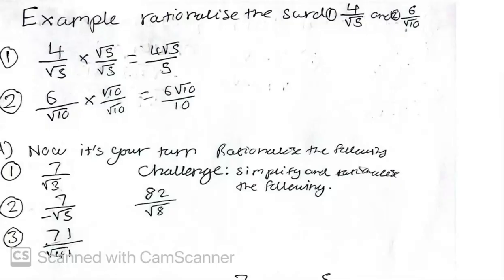So rationalizing, you usually have 4 over root 5, and multiply it by root 5 over root 5 to get 4 root 5 over 5. Or 6 over root 10, multiply that by root 10 over root 10 to get 6 root 10 over 10. So now we have some example questions.